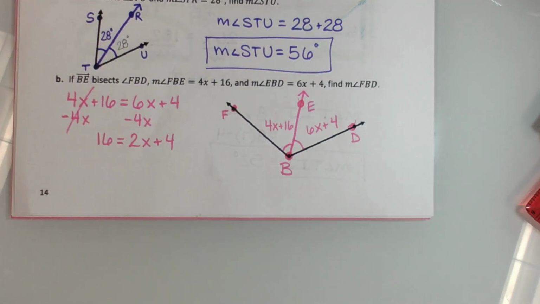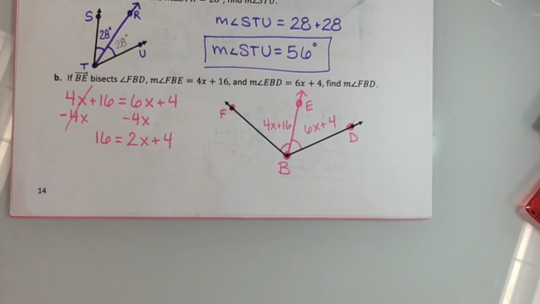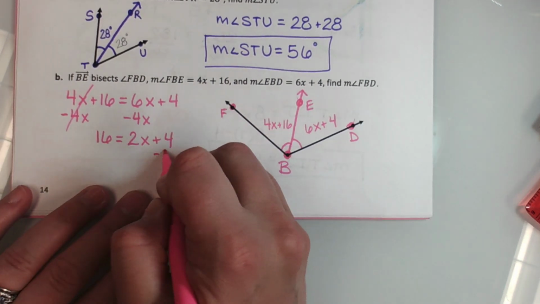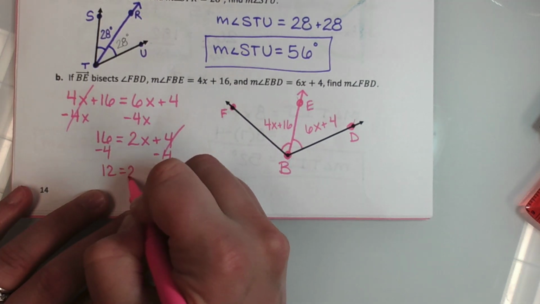Diego, what comes next? What? Which one? This is our equation. What do I do next to solve? Minus the 4. Subtract the 4. 12 equals 2x.